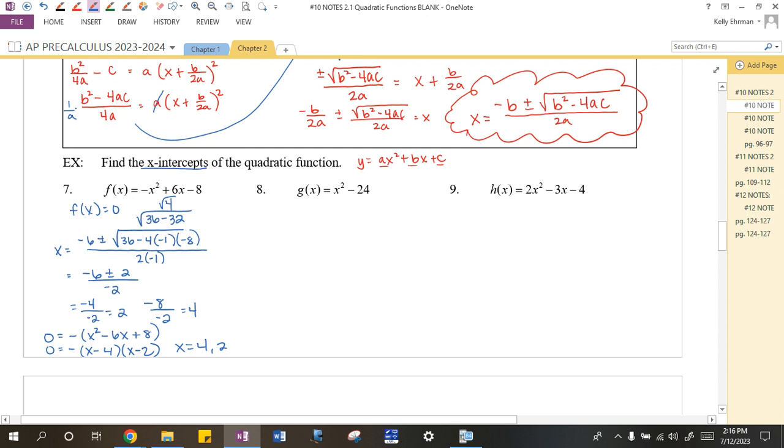So, find the x-intercepts of the quadratic function. The quadratic formula works every time, but it's not always the fastest thing. So don't just default to that. Make sure that you are using the most efficient way that you can.